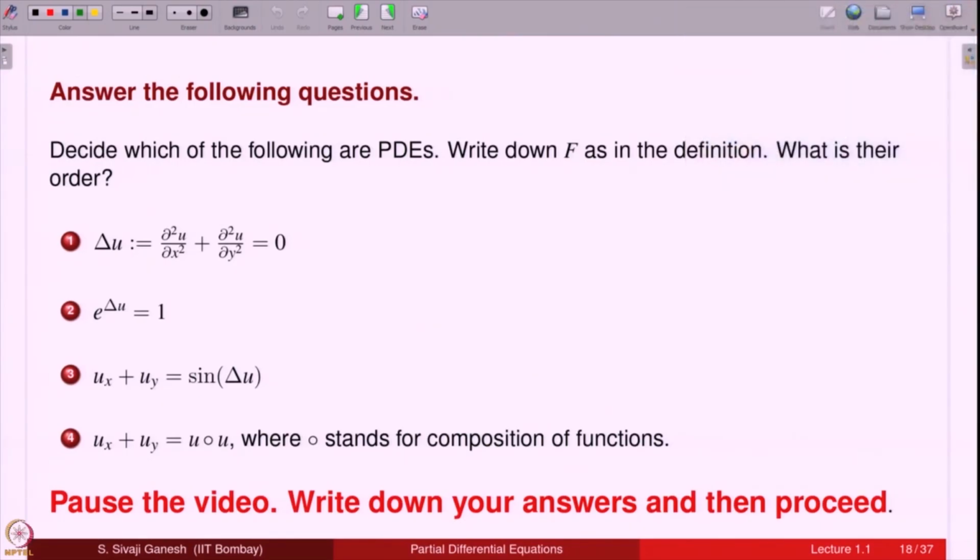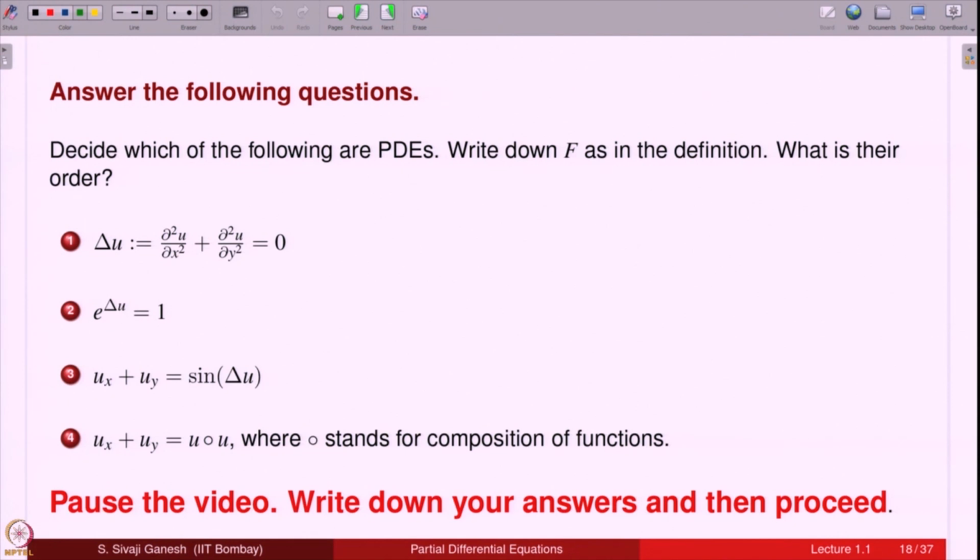Now, answer the following questions. Decide which of the following are PDEs. Write down capital F as in the definition. How do you say somebody is a PDE? You have to go to the definition of the PDE, that involves a capital F. It comes with its domain, right. You should be able to give such a function F, and then this becomes a PDE.